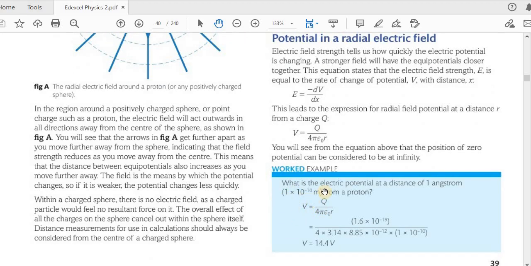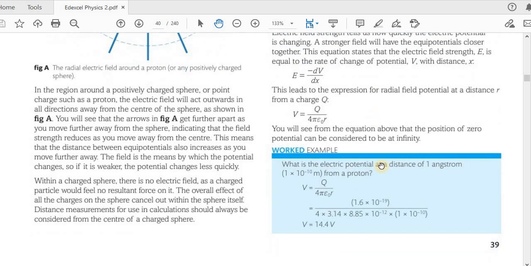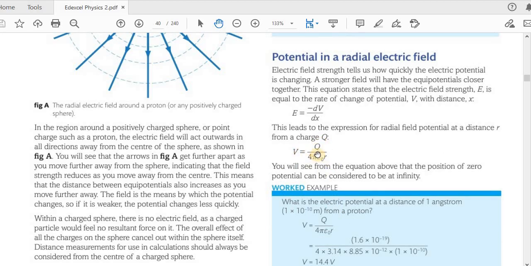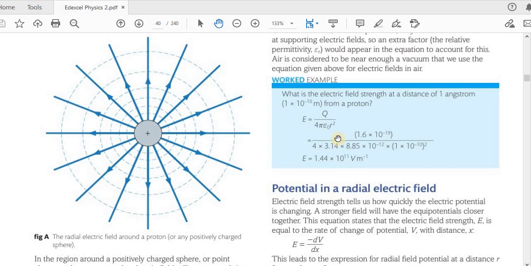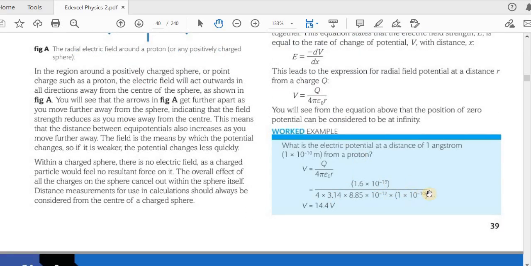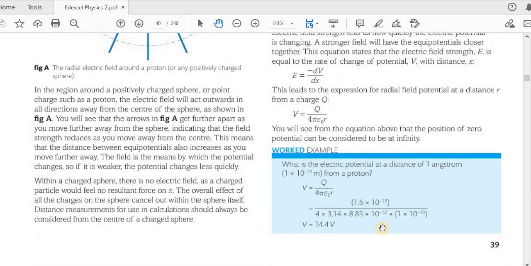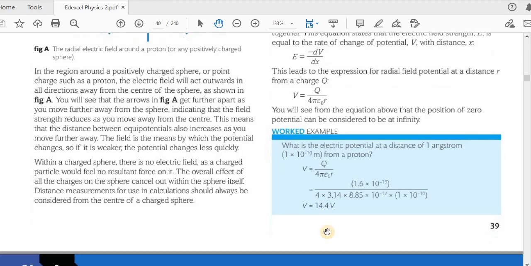To help you understand this better, let's see what is the electric potential at a distance of 1 angstrom from a proton. Previously we found the electric field at that same distance. Now we find the electric potential. Again use this equation. Here it's just r, the only difference is that there it was r squared. You do it the same way, but here you don't square, just use r. There you square that value r. Everything else is the same. Then you get 14.4 volts electric potential.